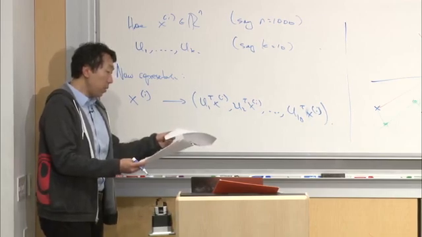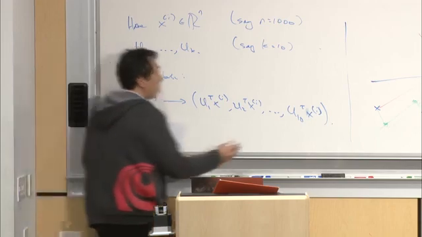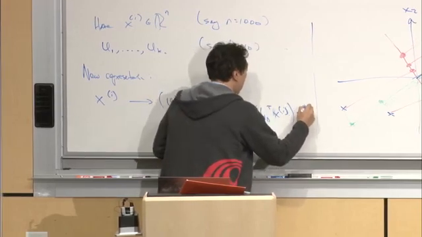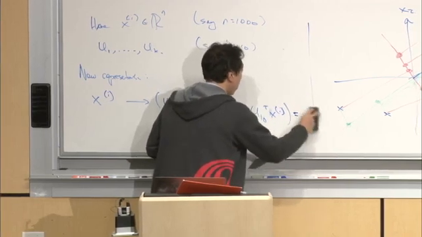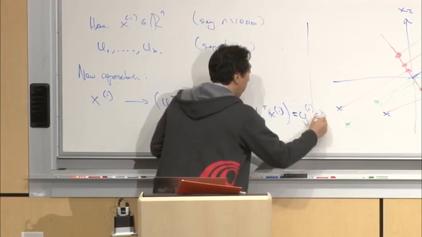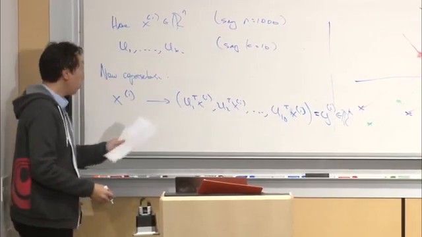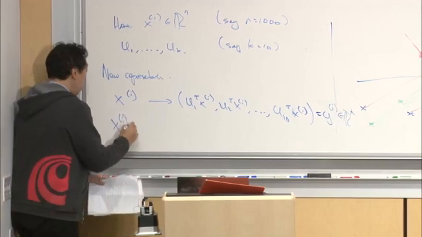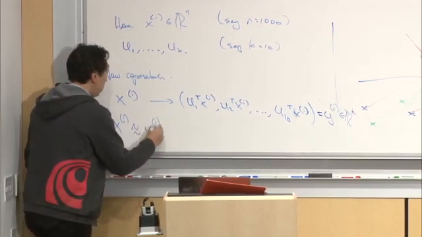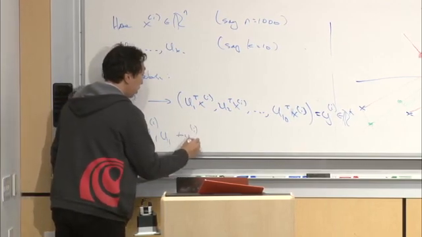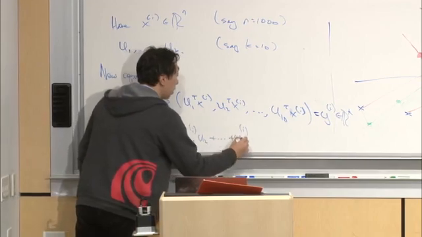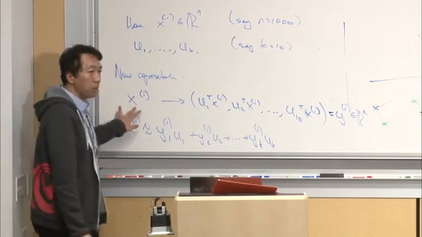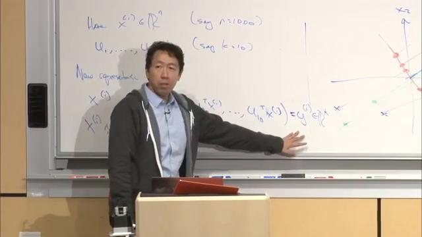Let me call this yi, as the new representation. If you ever want to go back from y to x, it turns out that xi is approximately yi1 times u1 plus yi2 times u2 plus dot dot dot plus yik times uk. Okay. So you've taken your 1,000 dimensional data and compressed it to a 10-dimensional representation.